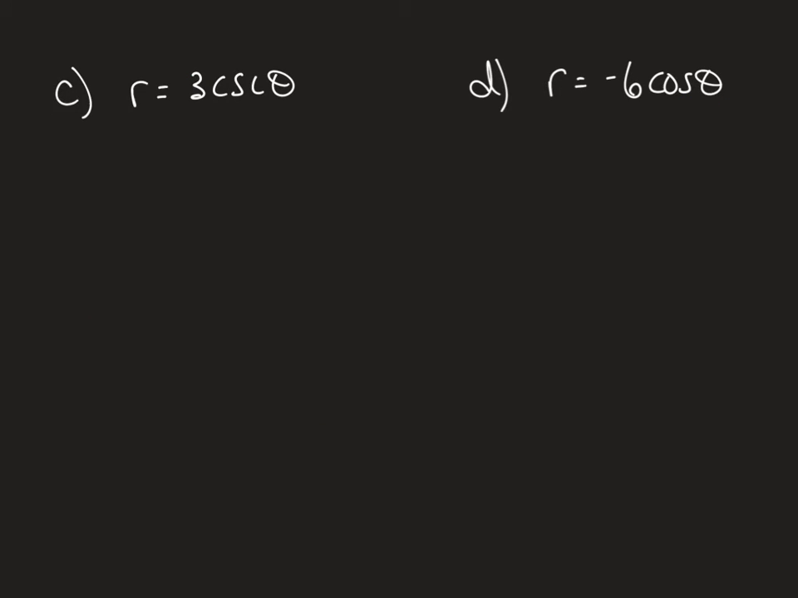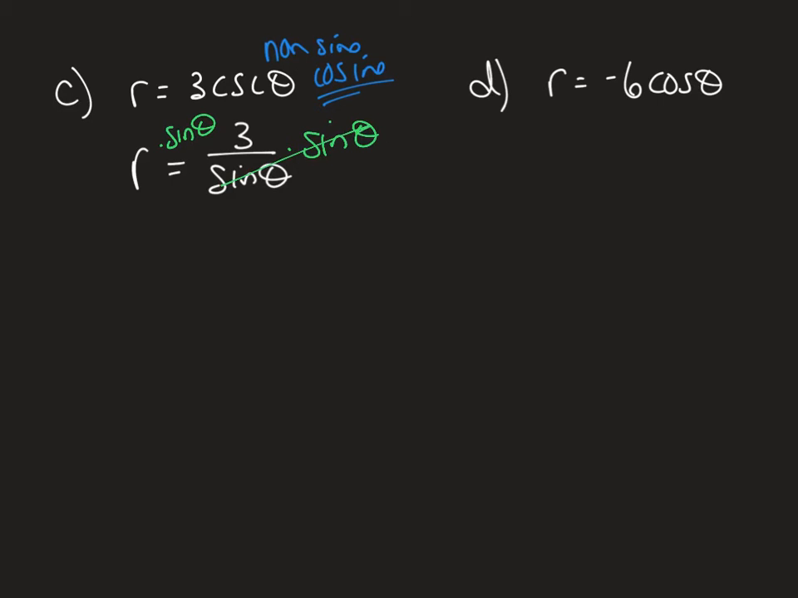Okay, so this one is a little bit different. You have r equals a non-sine or cosine trig function, right? So what you're going to do is, anytime you see that, you're going to rewrite it in terms of sine and cosine. So it's really going to be 3 over sine, right? Because cosecant is 1 over sine. And then all you have to do is multiply both sides by sine.